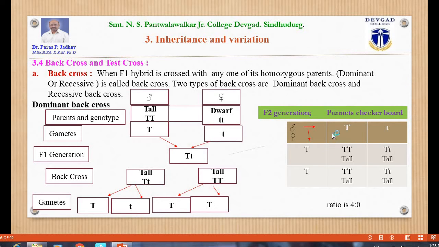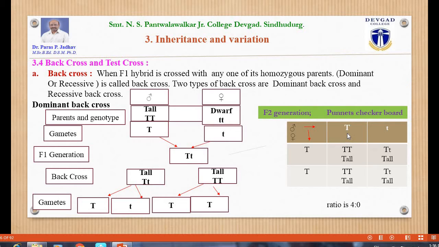The male gametes show T and t type of allele. The female gametes show T and T type of allele. When fusion of the male gamete with the female gamete takes place, the result shows TT genotype, and this is a pure tall plant. When the male gamete with t allele unites with the female gamete with T allele, the result shows Tt genotype, and the plant is hybrid tall.